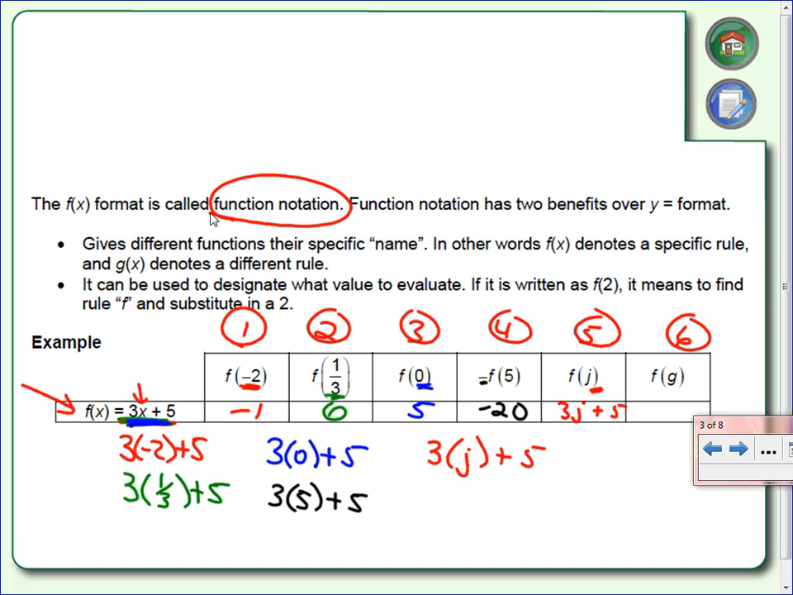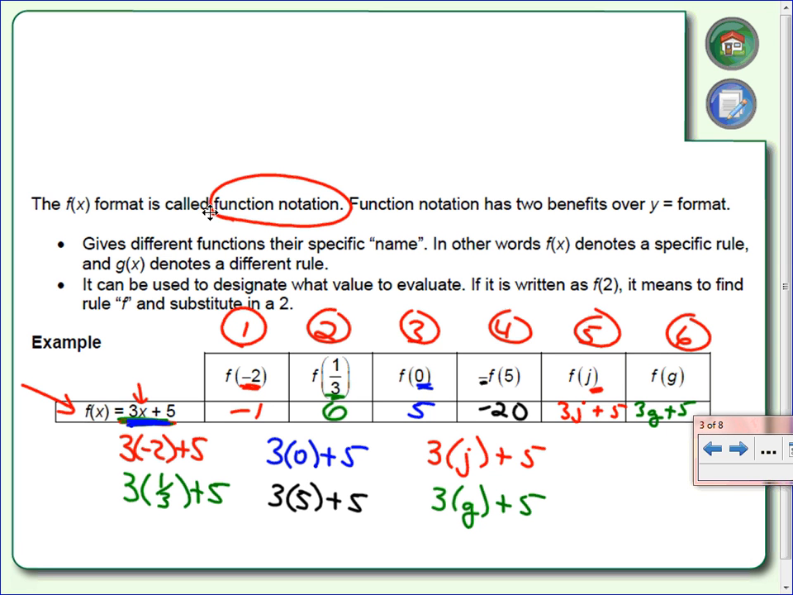You'll notice they give you a letter again. 3 in parentheses g, plus 5. Of course, you can't put this one in the calculator either, so we're going to just multiply 3 times the g. 3 times the g is 3g plus 5. 3g plus 5.